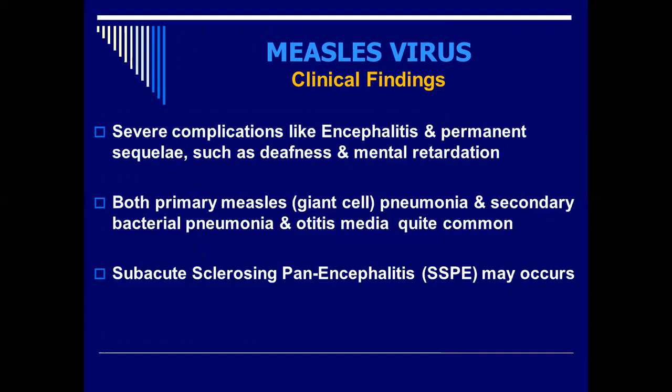Subacute sclerosing panencephalitis is another systemic infection or disease of the central nervous system. This can also occur as a sequela, a complication or long-term effect of the measles virus.